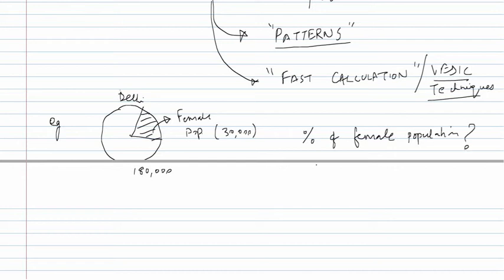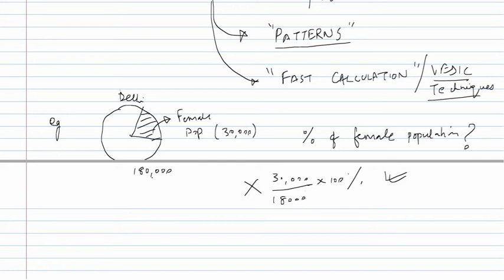Now typically what we'll do is we'll write this 30,000 by 180,000 into 100%, so that would be the typical percentage. But to go in this manner, this will take a lot of time, so I won't advise doing this method.